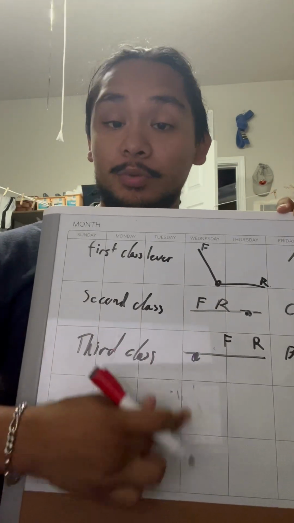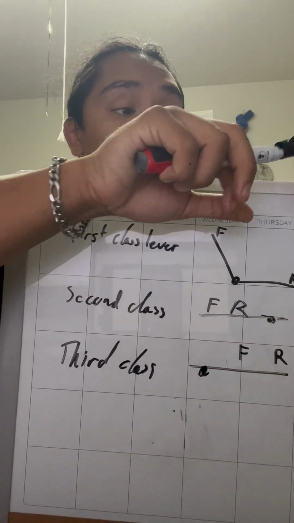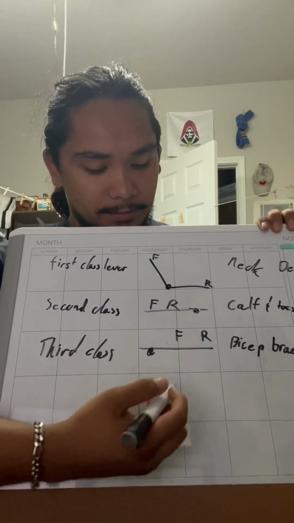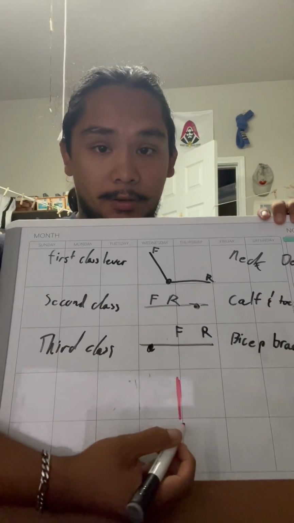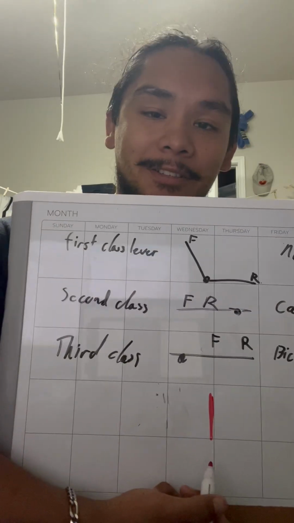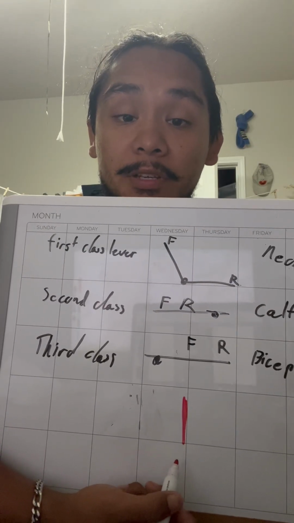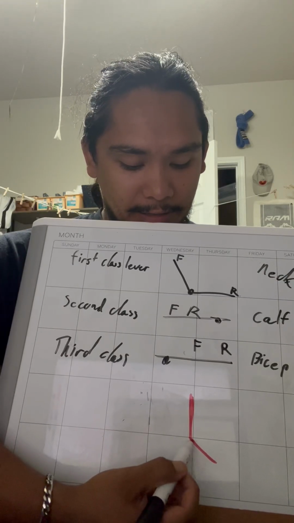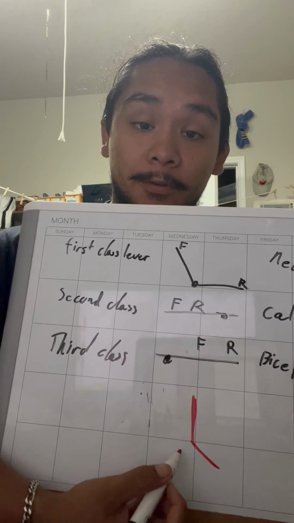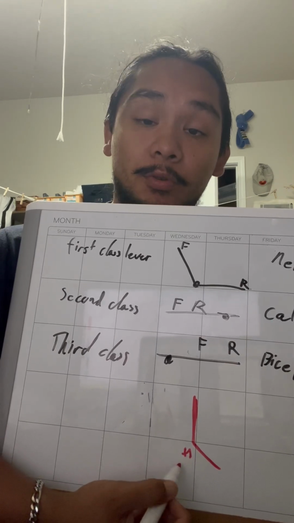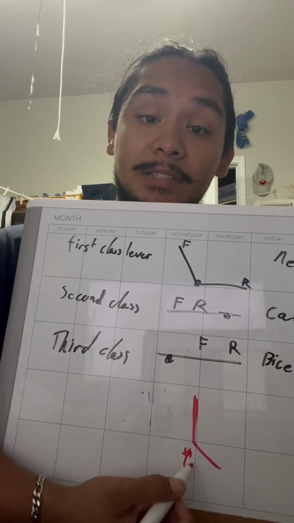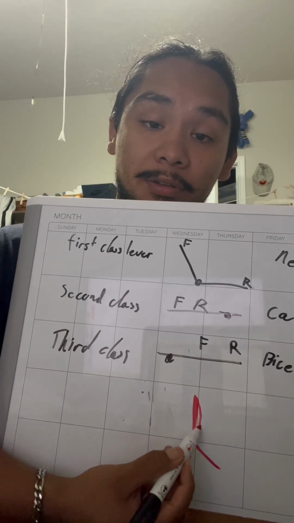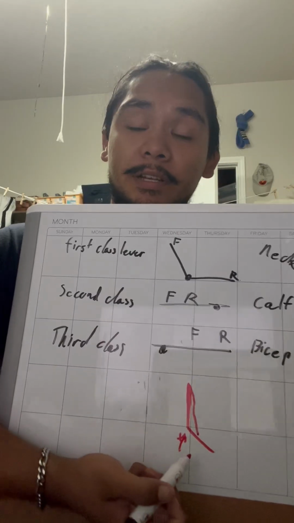Sorry, let me switch colors. If our humerus is located right here, I know red being a funny color to choose for bone, and our forearm, or we'll just say our radius, being right here, our fulcrum will be right here at the elbow. Well, our biceps don't sit directly in line with the elbow. They sit on top and insert right here onto the radius.